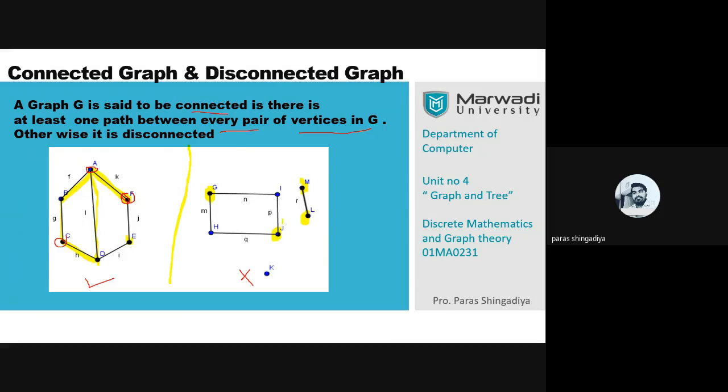And I need a path between J and M, and J and K. There is no path between these two. So think about every vertex of this graph: there should exist at least one path. Even if there is only one path, it is fine, but at least one path should exist between these two vertices. Therefore, it is connected. Otherwise, it is disconnected.